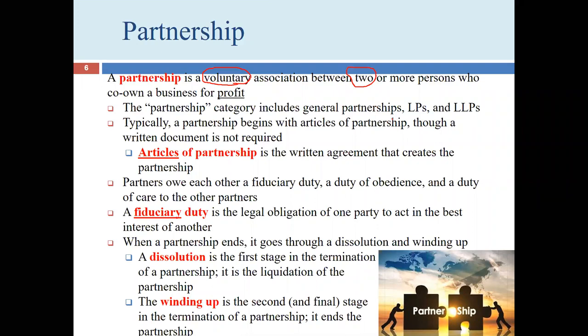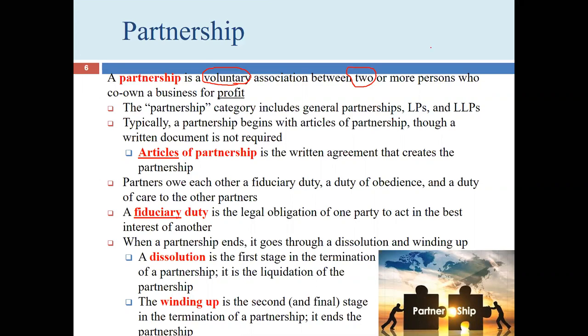You have to have two. That's what creates the partnership, and as soon as you get below two, then it is no longer a partnership. Of course, you can have more than two. In fact, I would say a large portion of partnerships do have more than two. And there is no upward limit. I mean, you could, in theory, have thousands of partners, although that's probably a bit unusual.